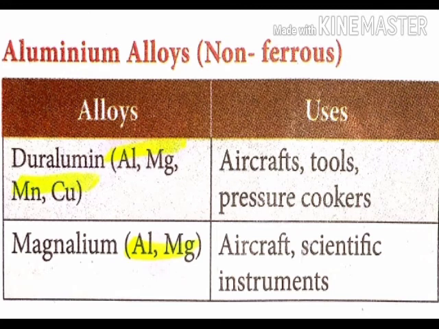So aluminum alloy is duralumin. Duralumin contains aluminum, magnesium, manganese and copper. What is the use of this duralumin? It is used for making aircraft, tools, pressure cooker.